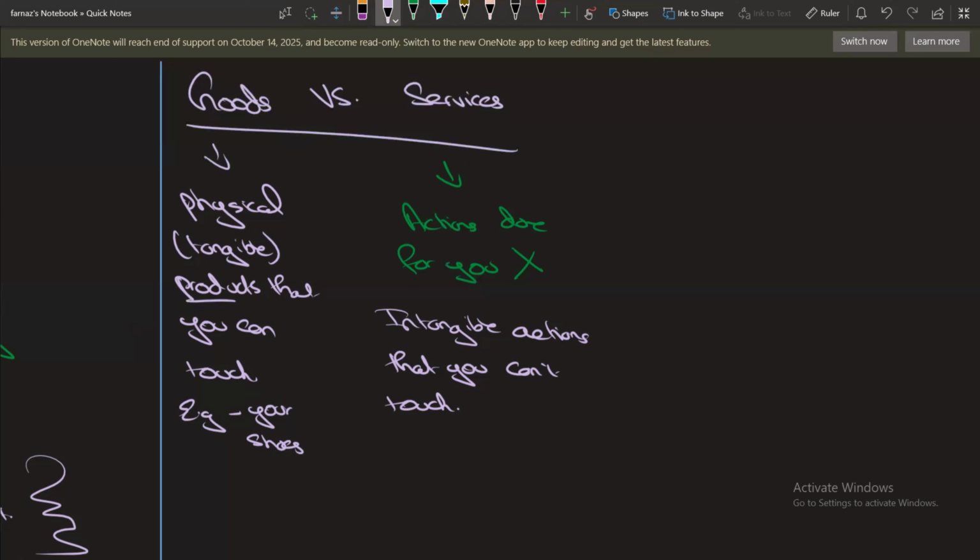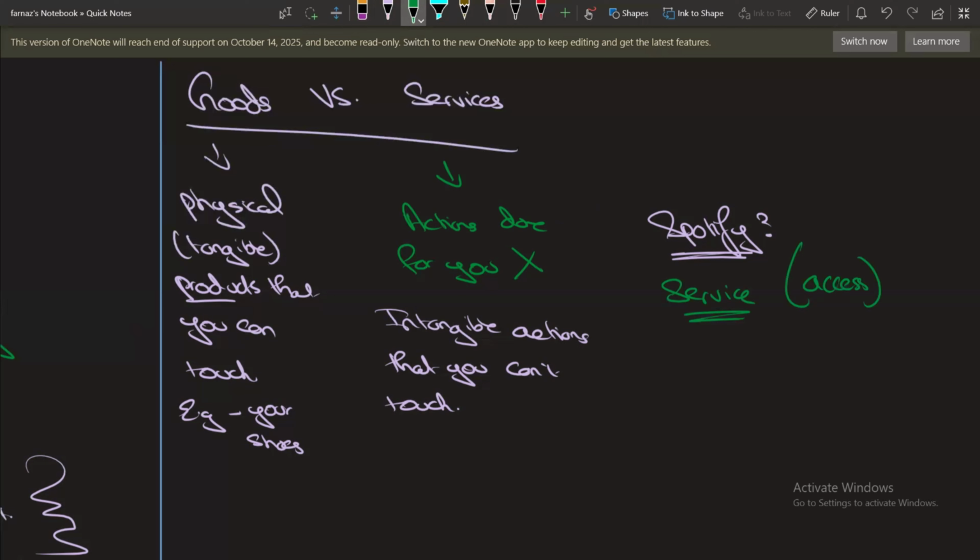Okay. So now I would ask you, is Spotify a good or a service? Ponder over it. Think about it. What do you think? Is Spotify a product or a service? Correct. It's a service. Why? Because you don't own the music when you purchase Spotify. You're purchasing access to listen to the music.